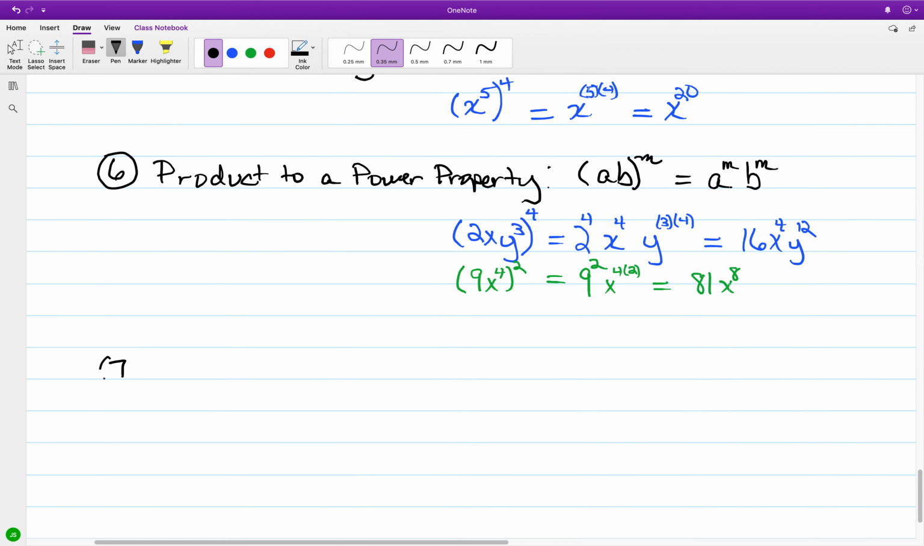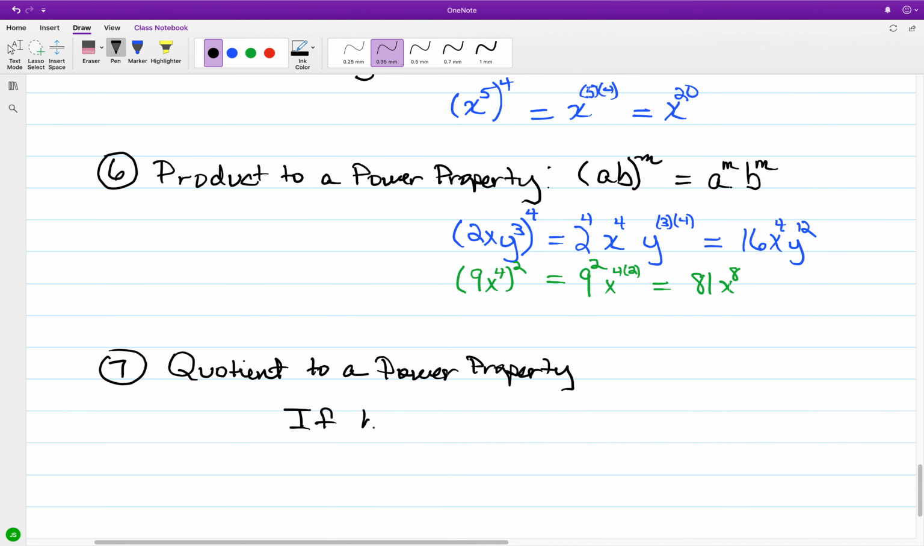let's say if we have the quotient to a power property, and this is going to state that if b does not equal 0, then a over b raised to the m power is equal to a to the m all over b to the m.